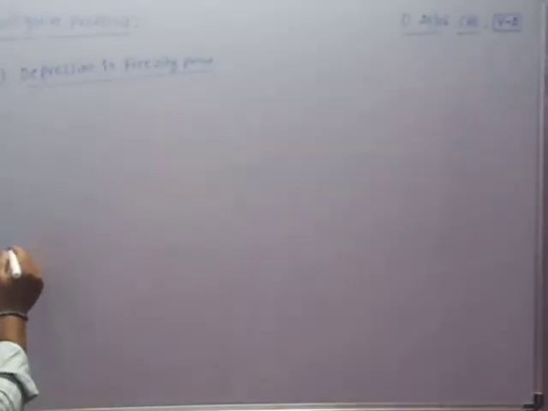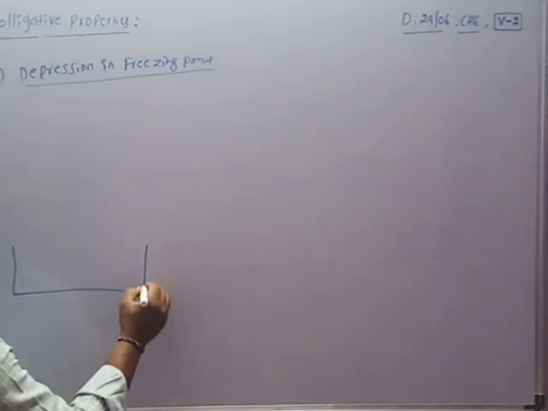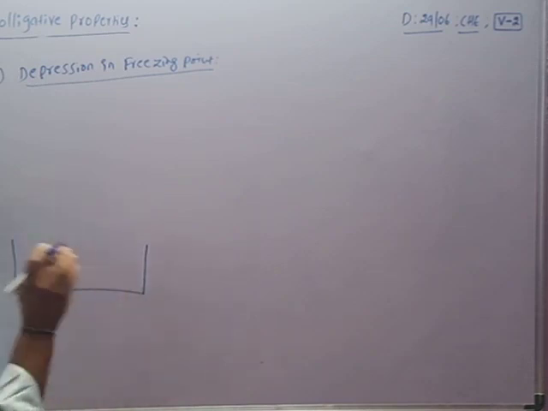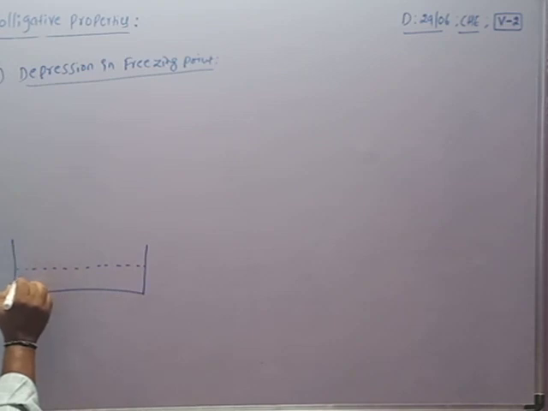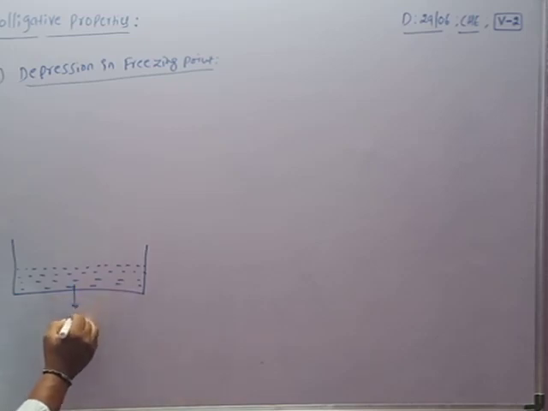Now it is explained with one suitable example. For example, let us consider a vessel. Pure solvent is taken in the vessel. So now it is the pure solvent.